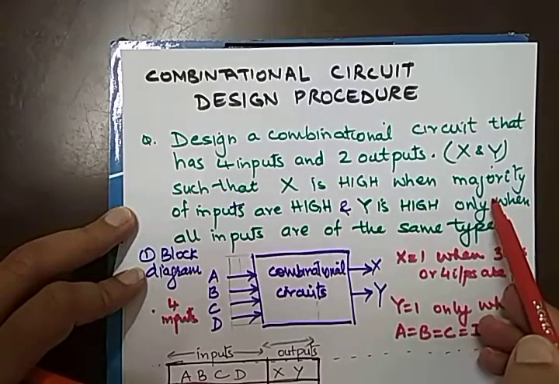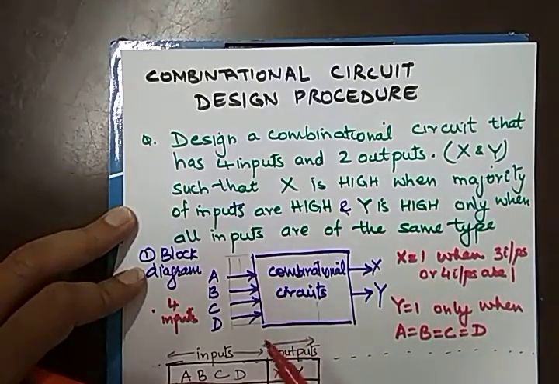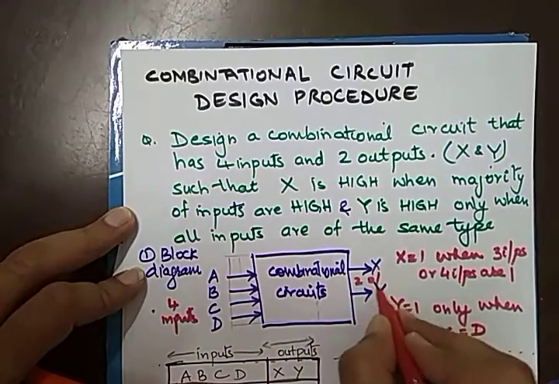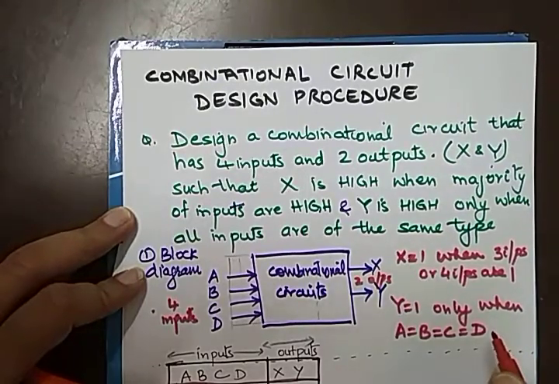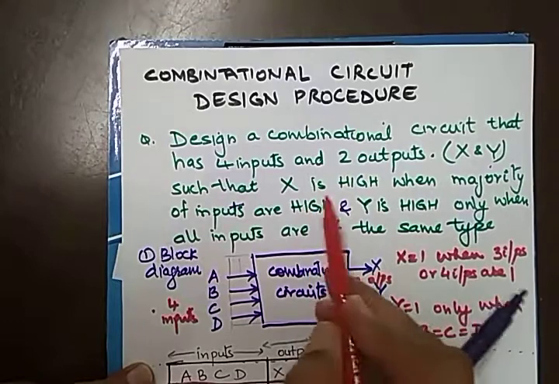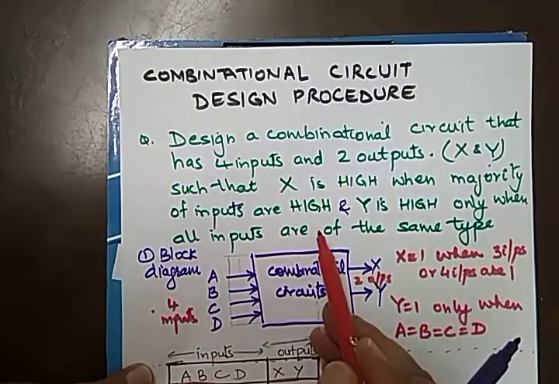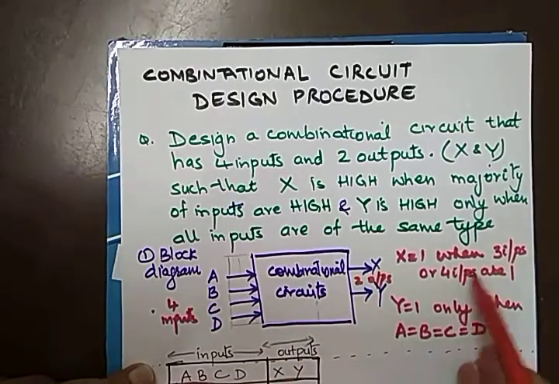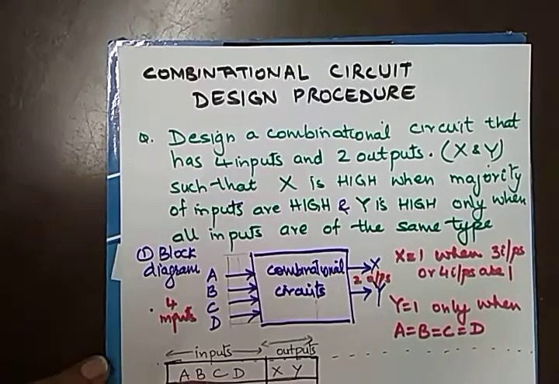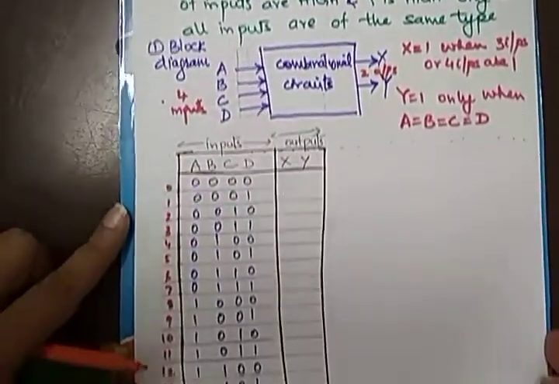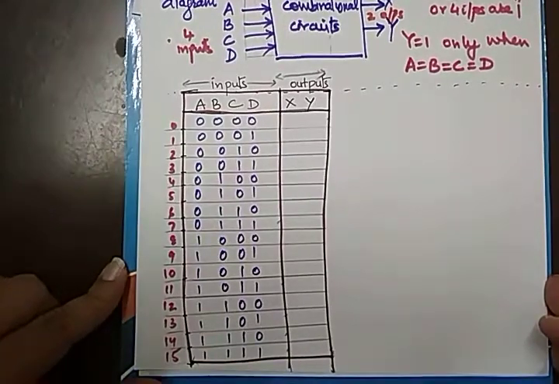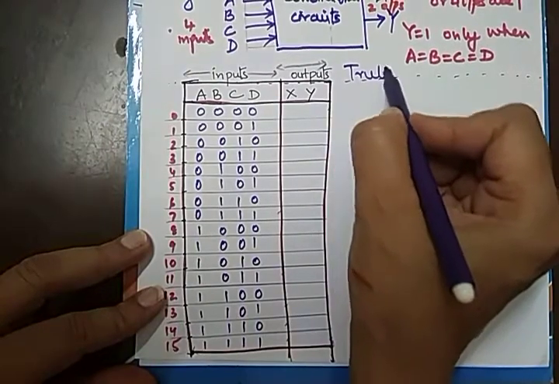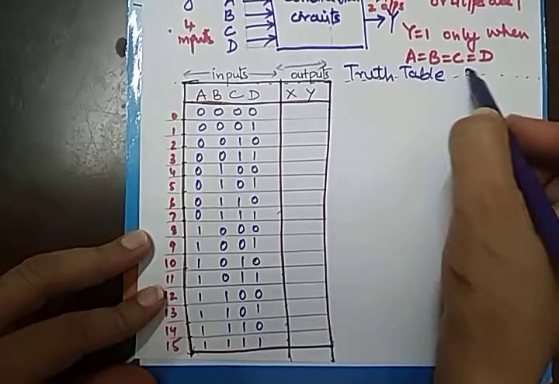So from the statement, we drew the block diagram which shows that there are 4 inputs and there are 2 outputs. The behavior of the output is this. X is high when majority of inputs are high. So majority would mean out of 4, either 3 or 4 inputs are 1. With this understanding, the next step in designing a combinational circuit is to draw the truth table. So this is the second step.